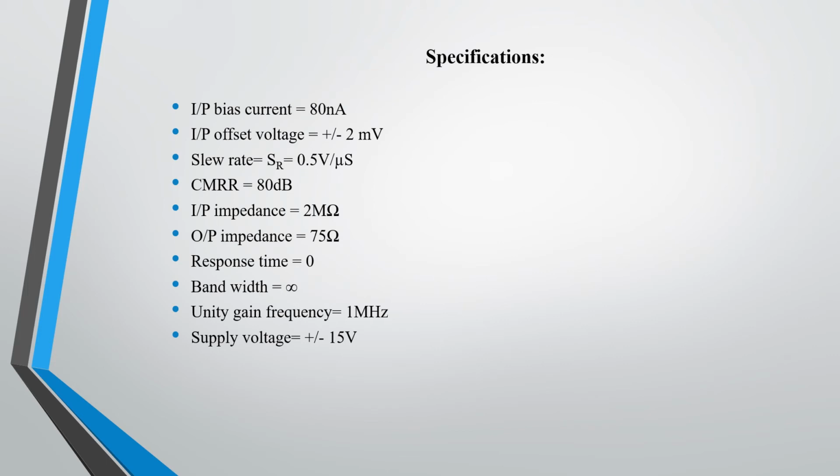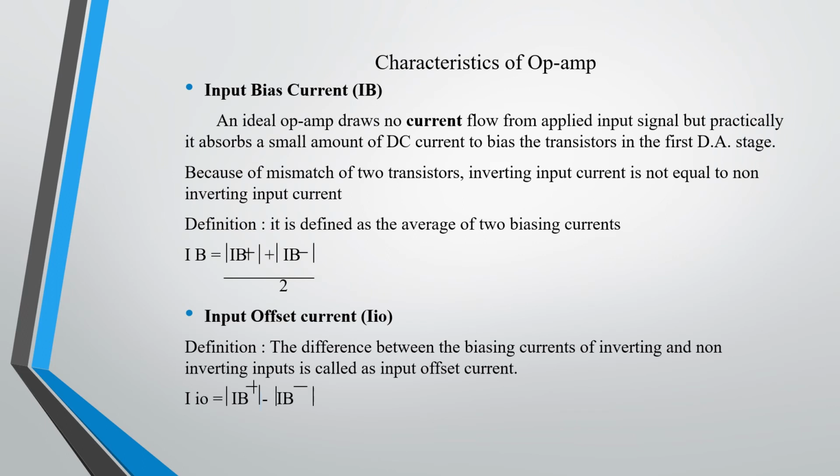Specifications of op-amp: input bias current is 80 nanoampere, offset voltage plus minus 2 millivolt, slew rate 0.5 volts per microsecond, CMRR 80 dB, input impedance 2 mega ohm, output impedance 75 ohm, response time is 0, bandwidth infinite, unity gain frequency is 1 megahertz, and supply voltage plus minus 15 volt. These are the specifications of op-amp. Let us move forward to the characteristics of op-amp.